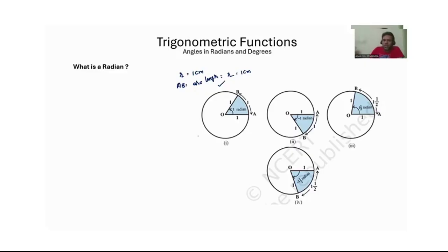That means, how much is the total angle in the circle? The total angle in the circle is 360 degrees. That should correspond to the total length of the arc. So what is the total length of the arc? It is basically the circumference, right? That equals the circumference of the circle. Following, guys?